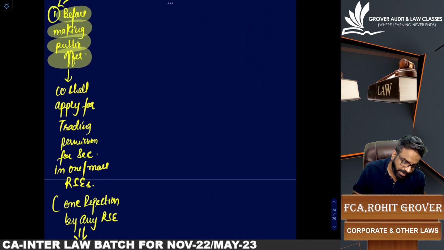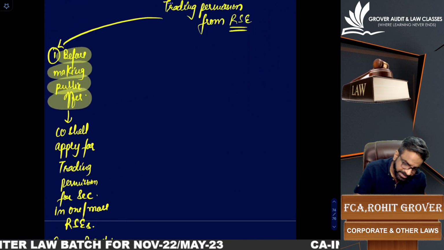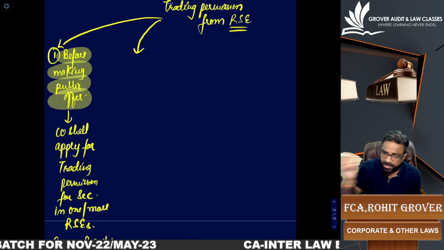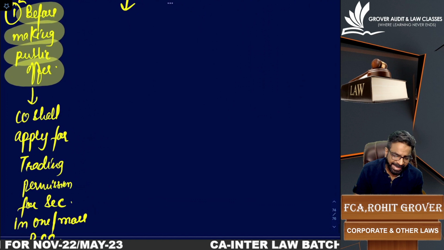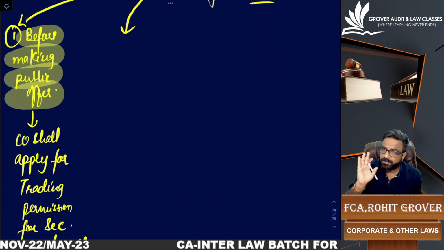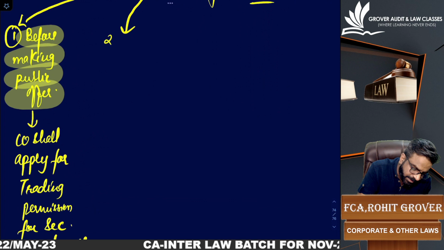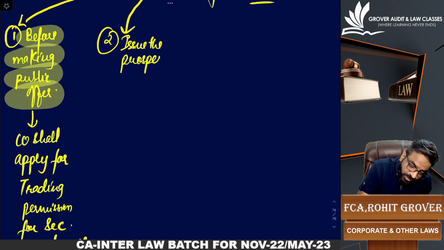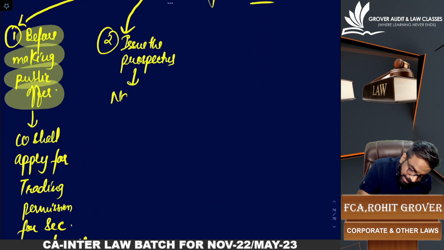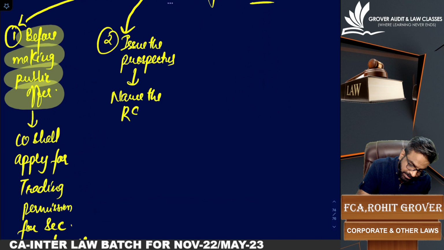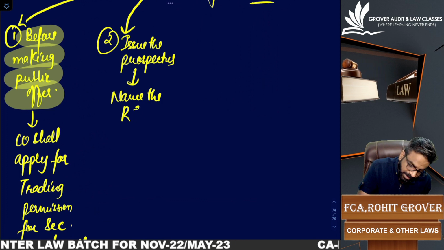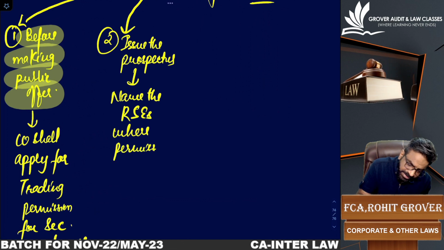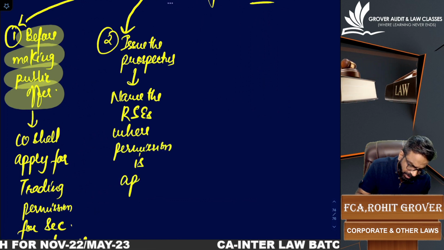What is section number 40, subsection 2 saying? Subsection 2 says: do we have to wait for the trading permission to come, or can I issue the prospectus? Issue the prospectus, yes, but name the RSCs where permission is applied. Are you understanding point number 2?